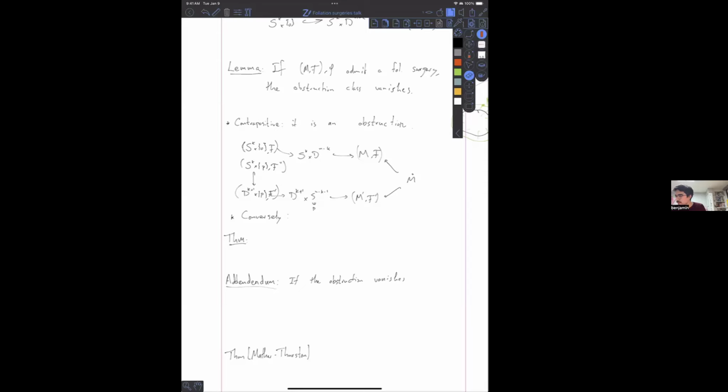Okay, so conversely, theorem. And this theorem too really heavily relies on the fact that we allow as much singularity as we want. So if the obstruction class vanishes, then a strong foliation surgery can be made.